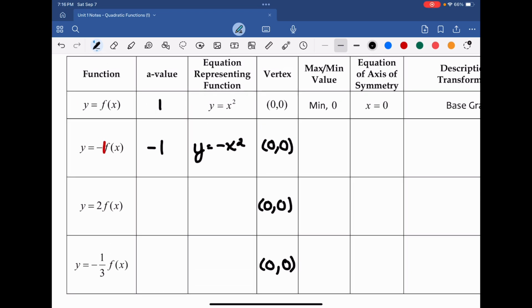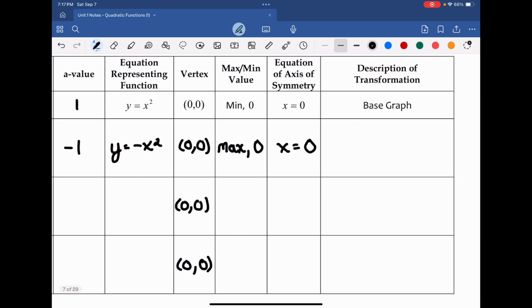What is the minimum and max value? Well, we've got to be a little more specific with this one. Rather than the graph opening upwards as in the positive case, this graph, if I was to draw a little picture of it, looks like this. It opens downwards, it flips. So instead of it being a minimum, it's going to be a maximum, but it is still at a y value of 0. The equation of the axis of symmetry is still x equals 0 because we didn't shift left or right. And what is the description of it? It was reflected about the x-axis.